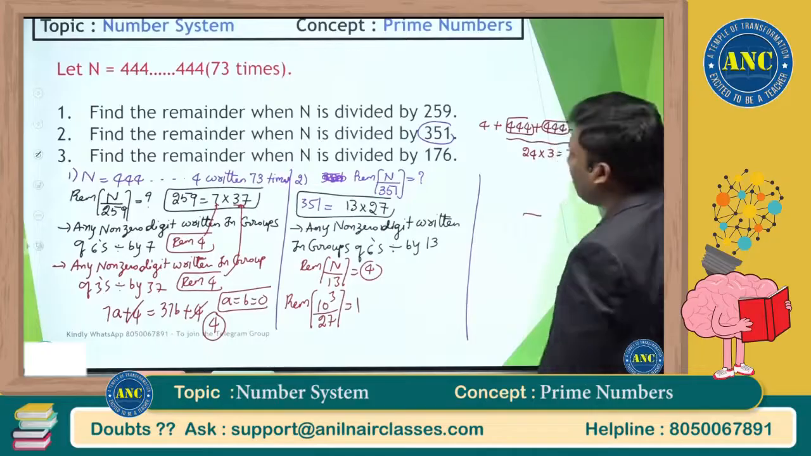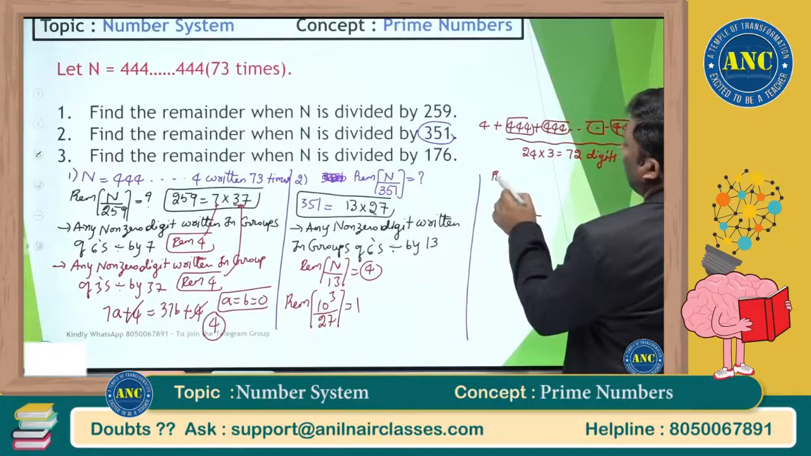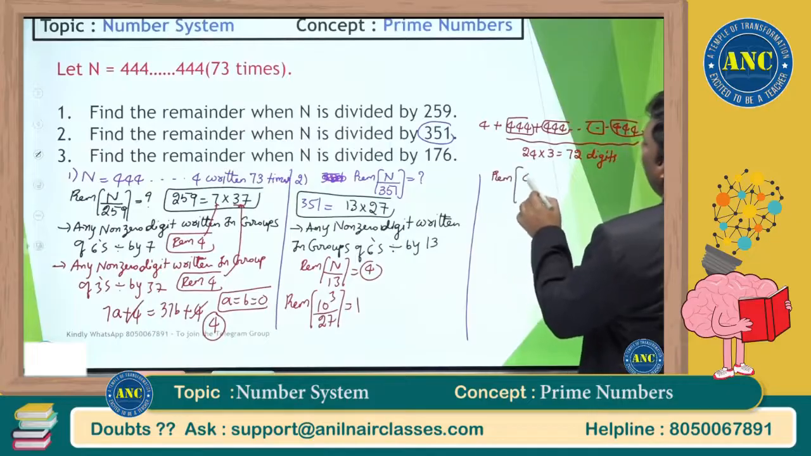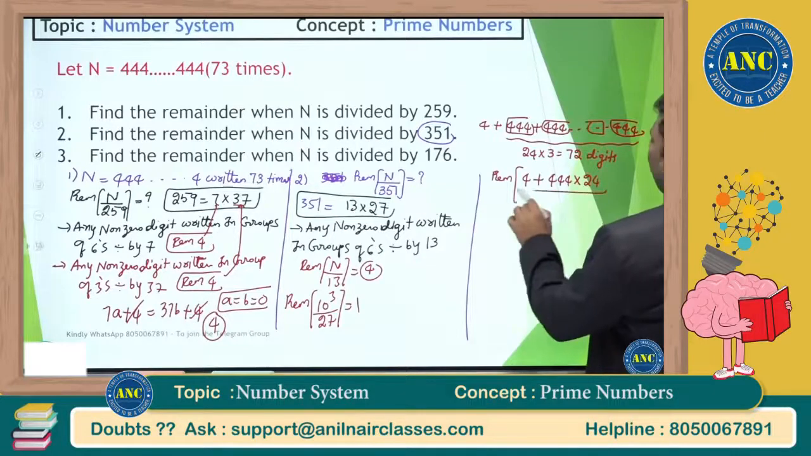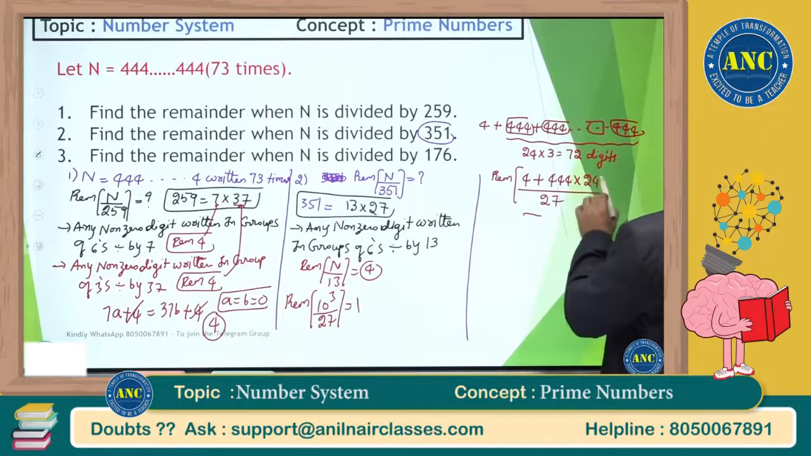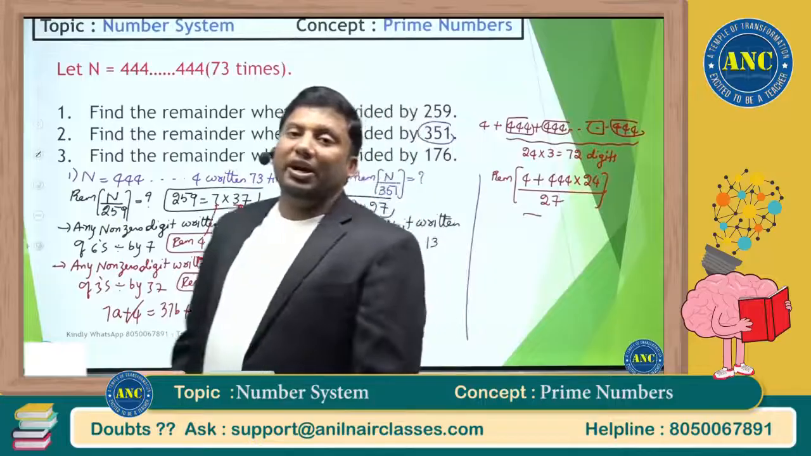24 into 3 is 72, plus one more number. So the answer is, we have to add all of them. 444 is added how many times? 24 times, divided by 27. I hope the idea is clear. Take a group of 3 digits and add them.